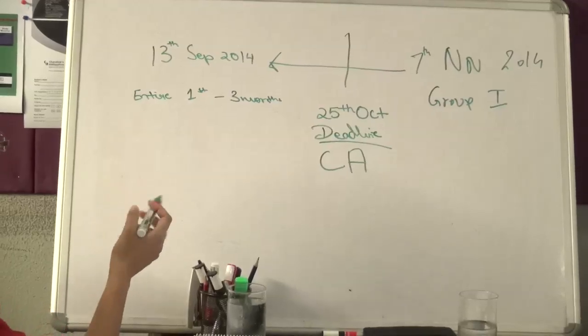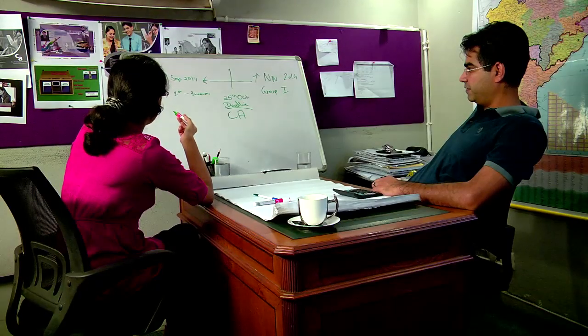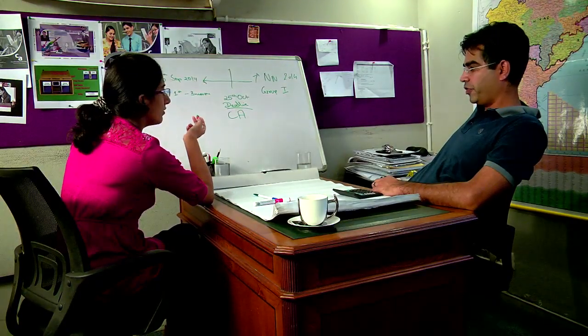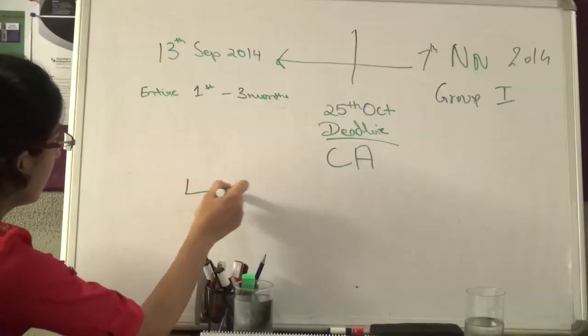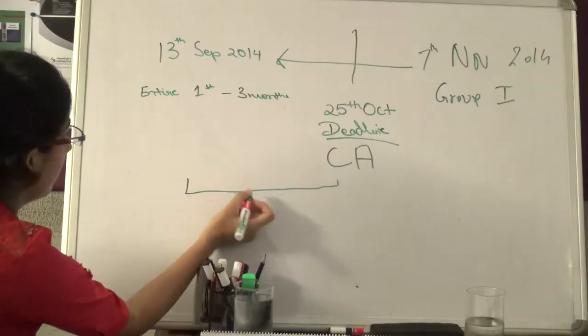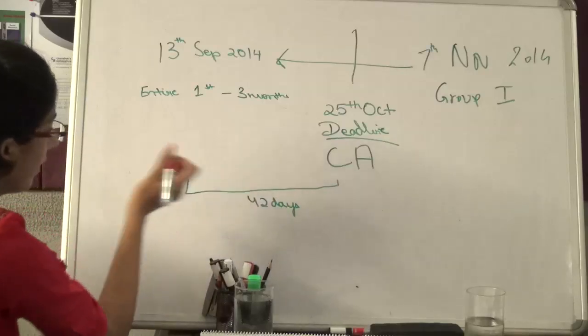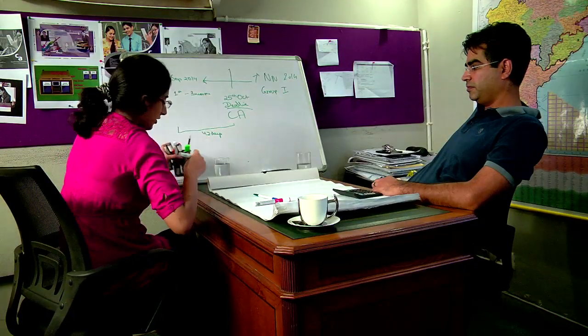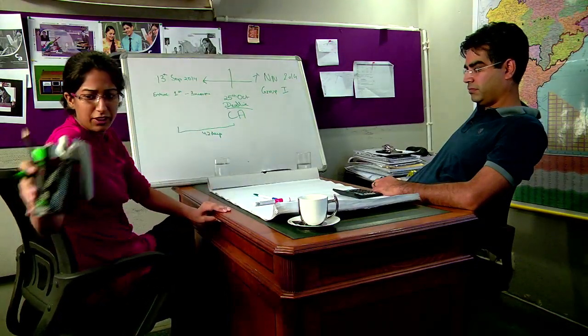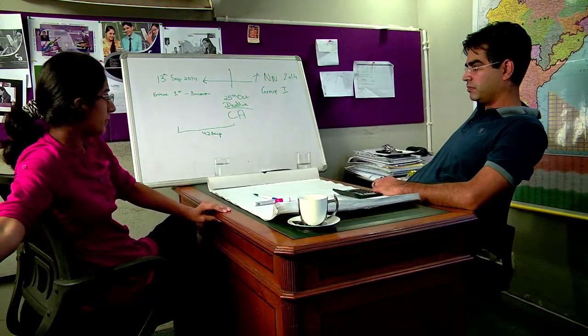How many days do you have? So from tomorrow, you have 17 and 25, 42 days, right? 42 days. Approximately, yeah. How many hours will you study in the month of September when you're working? 2 hours a day on the weekdays.